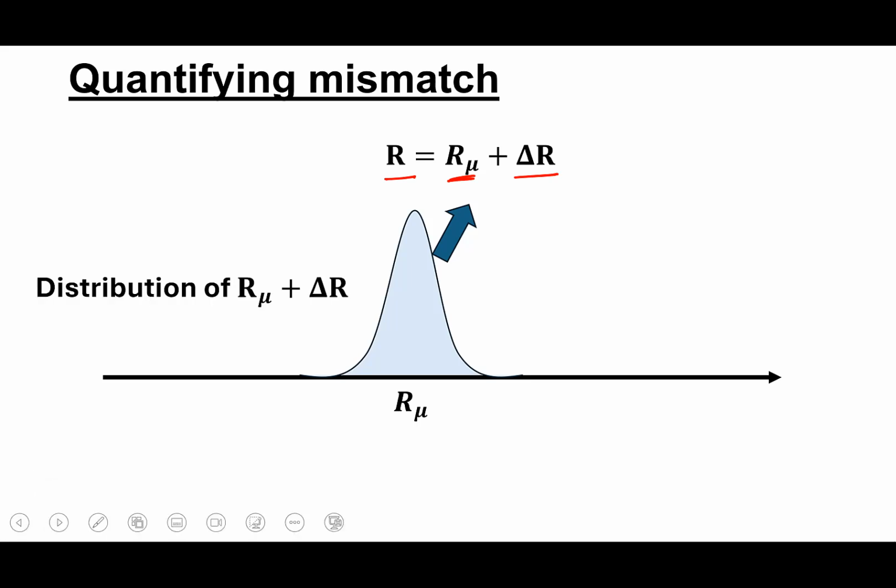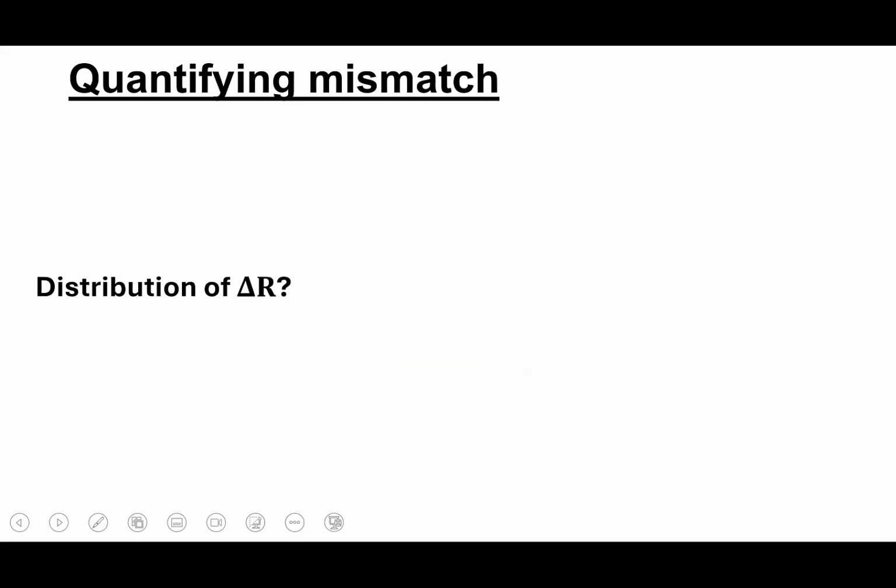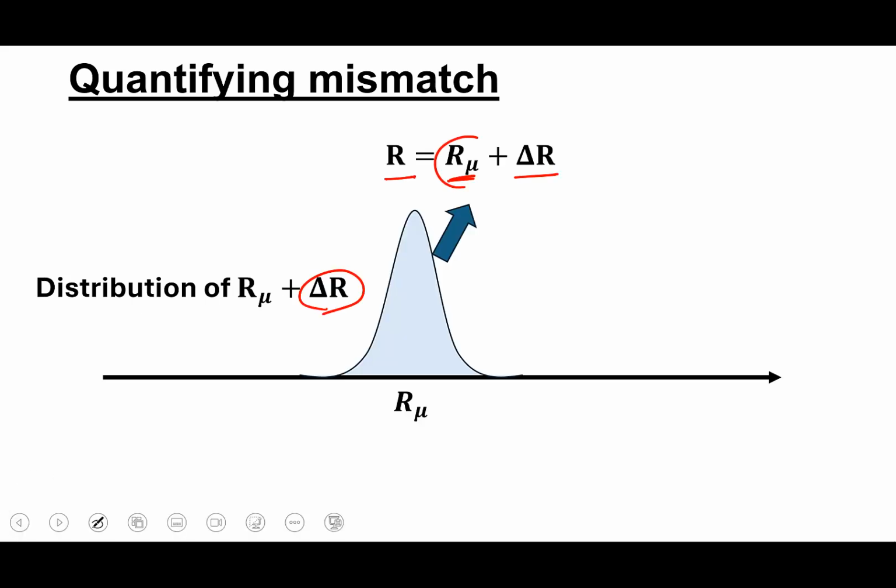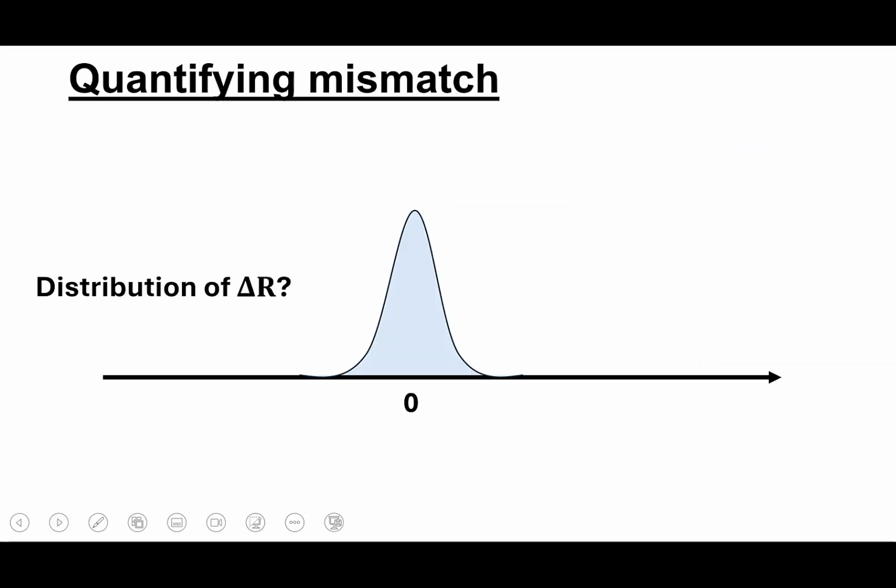So now let us say if I want to find the distribution of only delta R, how will it look like? This is the distribution of the mean value plus delta R. If I look at the distribution of only delta R, how will it look like? Same with what value of mean? 0 mean. So we are just subtracting the mean value from it, so it will essentially look like this.